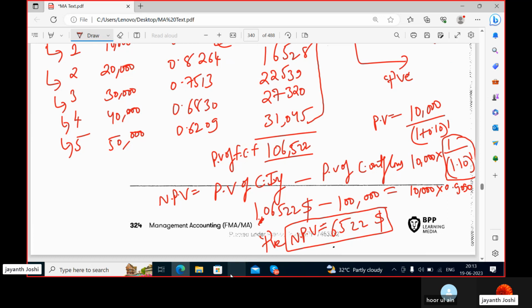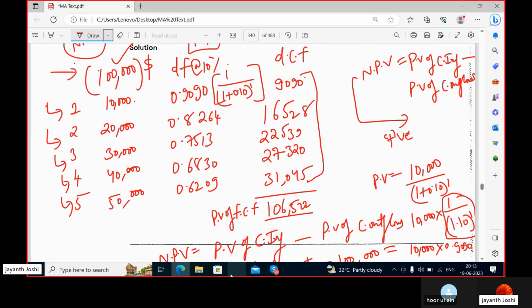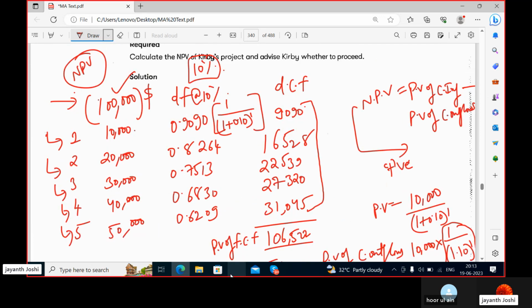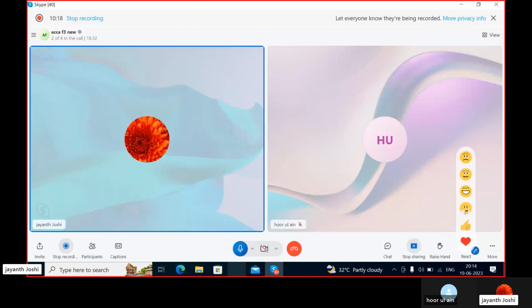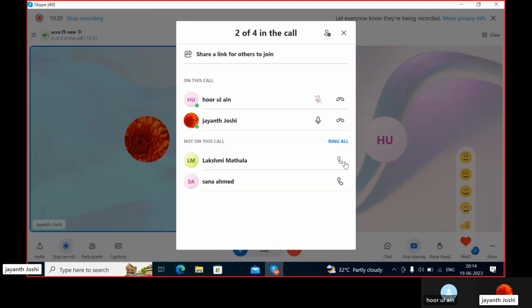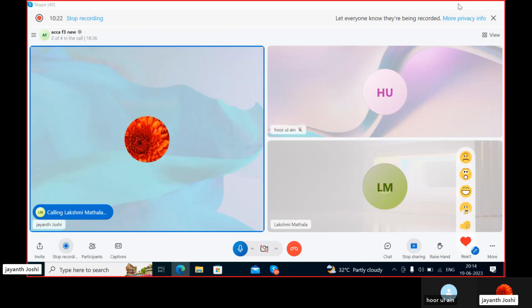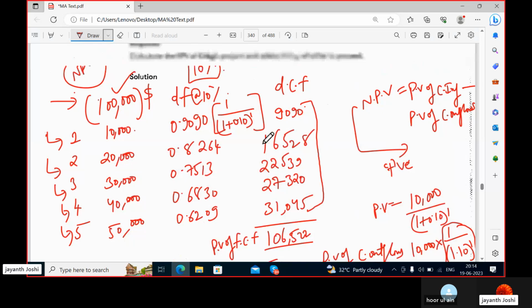Hence, this machine which I bought and have put into the production process has been a successful or acceptable project. Okay, so please note down all this. Your NPV is done. We can move towards IRR. We'll discuss some advantages and disadvantages of NPV as well. Please have a look at this. I'm waiting.